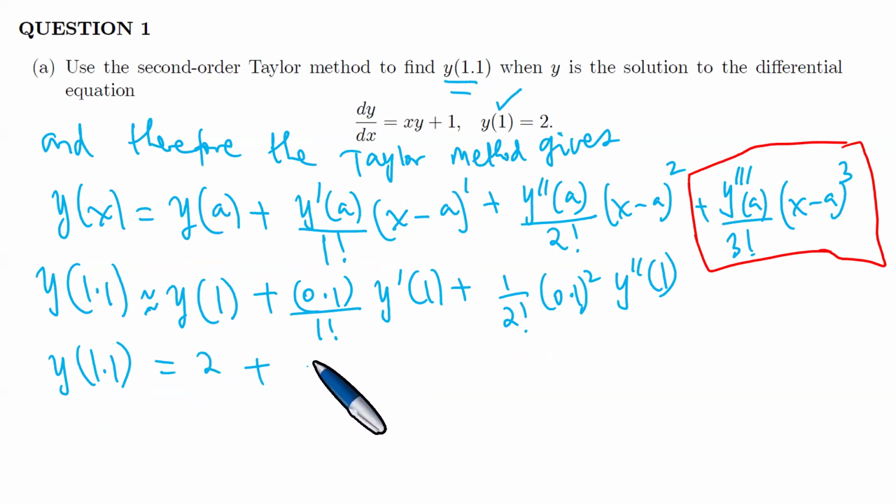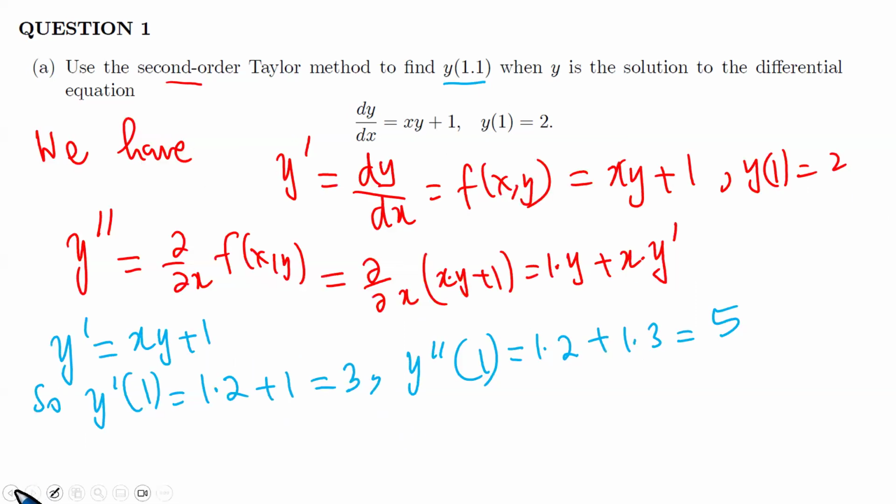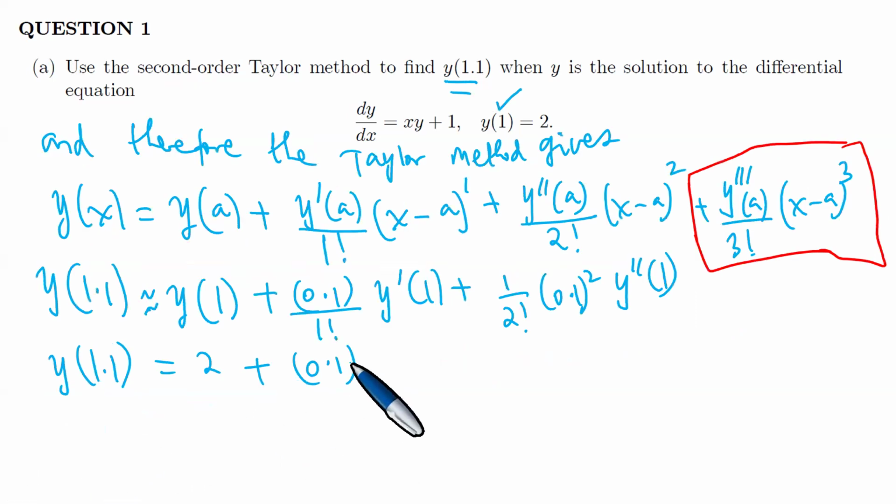Plus 0.1, because 1 factorial is 1. Y primed at 1, we got it. Y primed at 1 is 3 here, meaning we're going to put 3 there.